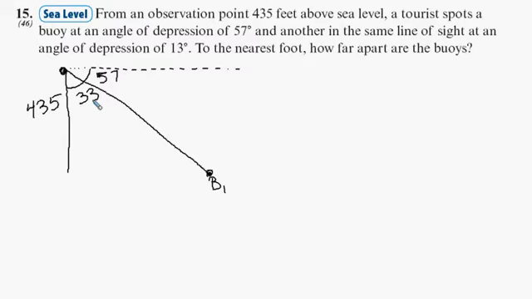Now, what we're going to need to find in order to find the distance between the two buoys is the distance from the base of the observation point out to the first buoy. We can use trig functions to do that. If we have the tangent of 33 degrees, I chose tangent because we're looking for the opposite side over the adjacent side. So we're going to call this B1 over 435.